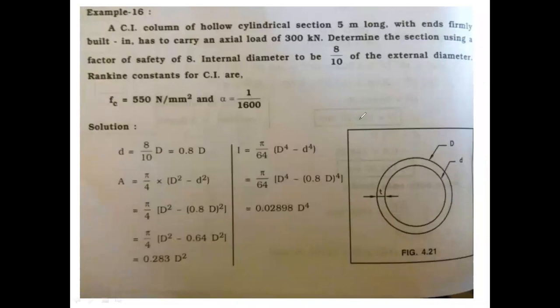Same kind of thing. A CI column. What do you mean CI column? Cast iron, sir. Very good. Cast iron column, because sometimes they give the material, or they may give some kind of shortcuts. A cast iron column of hollow cylindrical section 5 meters long with ends firmly built in has to carry an axial load of 300 kilonewton.